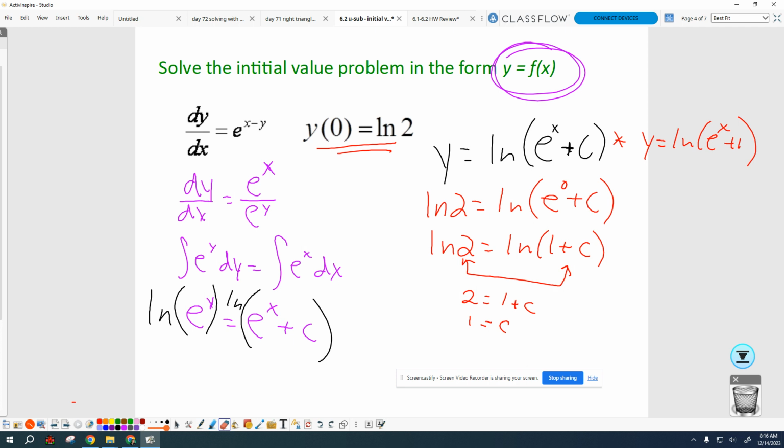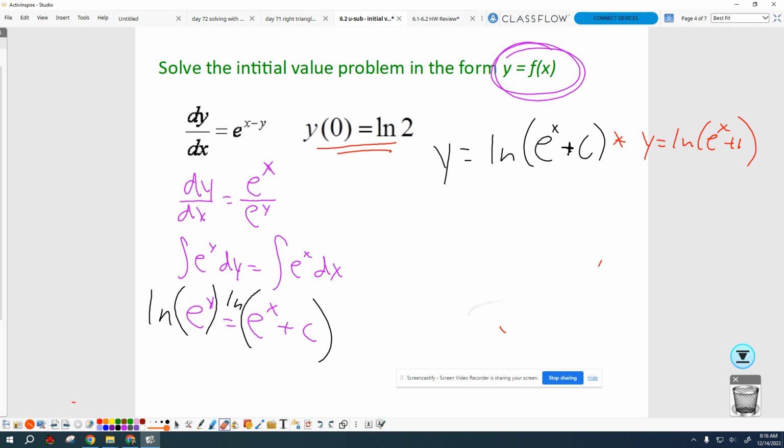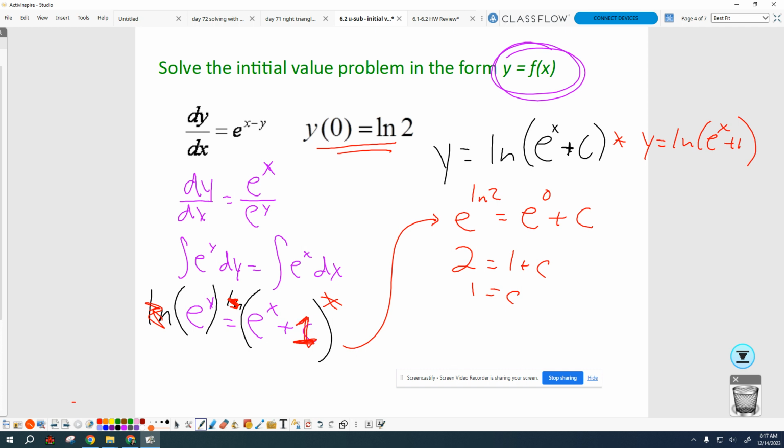Okay, can I erase the red? Because there was a question: can I plug the coordinate in here to get e to the y equals e to the x plus c? Over here, we get 2 equals 1 plus c, c equals 1, and then I need to go back here, put that 1 in there, and now do natural log of both sides, and I get y equals natural log of e to the x plus 1.